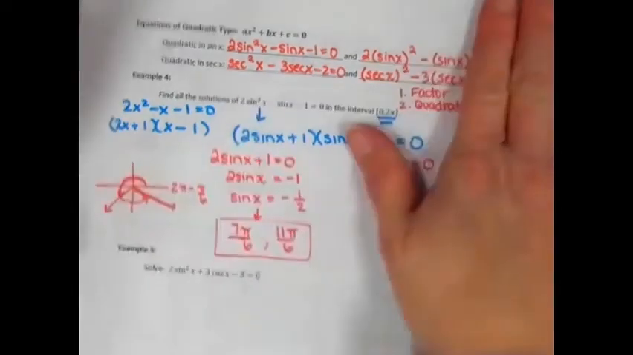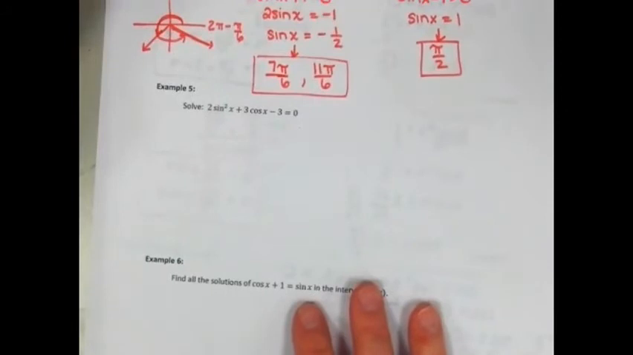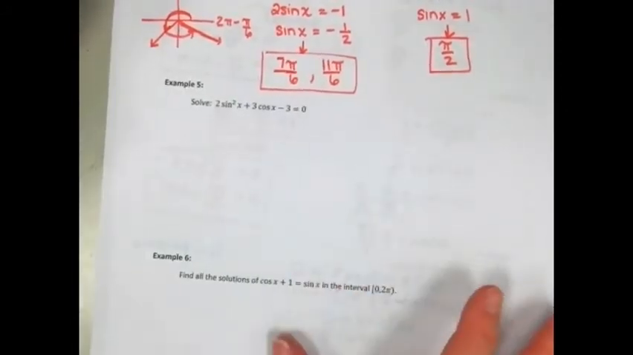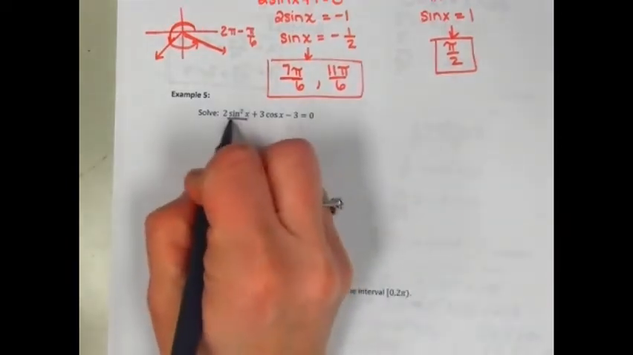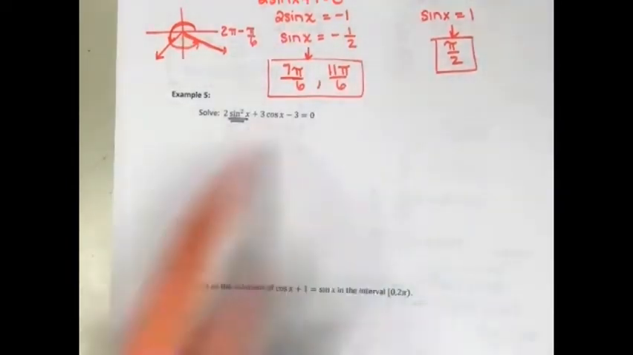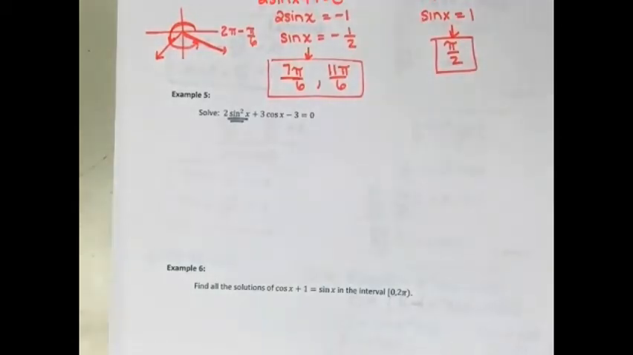All right. Example 5. 2 sine squared x plus 3 cosine x minus 3 equals 0. What's wrong with this? We have sines and cosines, right? But do we know something about sine squared x? Is sine squared x equal to something cosine? Think of your trig identities. What do we know about sine squared? It's one of your trig identities.